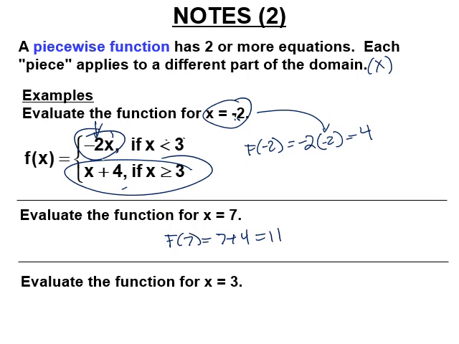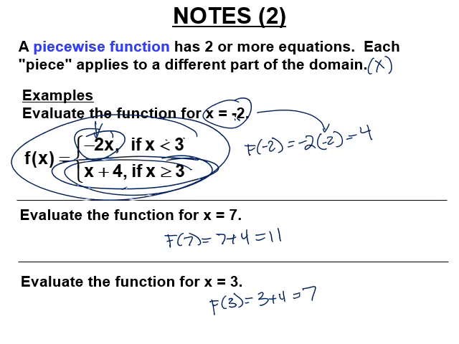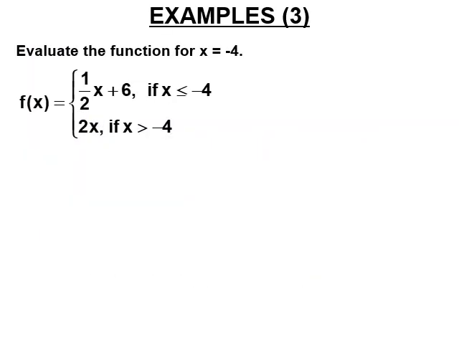All right, so x equals 3. Well, same one because x is greater than or equal to 3. So f of 3 equals 3 plus 4, or equals 7. This is a piecewise function. There are different pieces. All right, so let's try this again. Evaluate the function for x equals -4. Pause and do that.